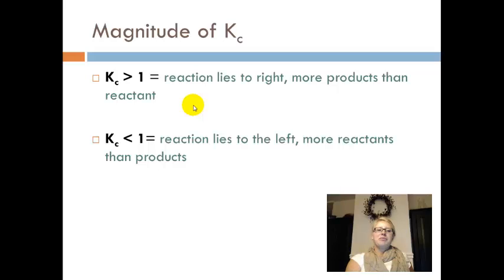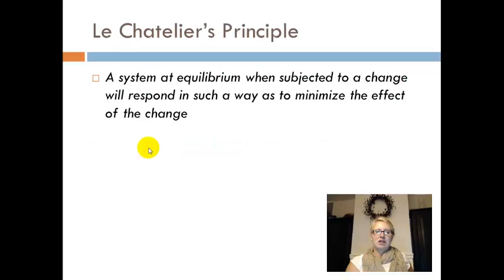When K is greater than 1, the numerator must be greater than the denominator. So since Kc is products over reactants, products must be greater than reactants. When Kc is less than 1, the numerator must be smaller, so the products must be smaller than the denominator, the reactants. So there must be more reactants, it lies to the left.